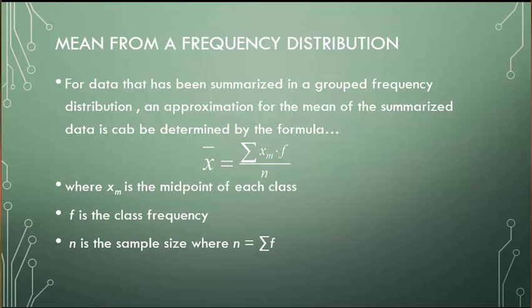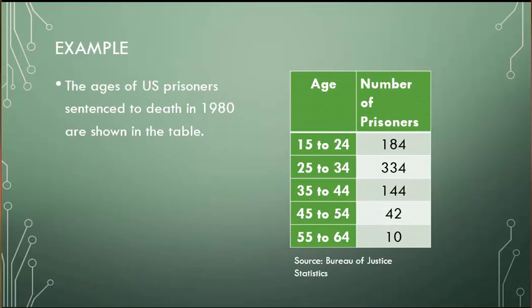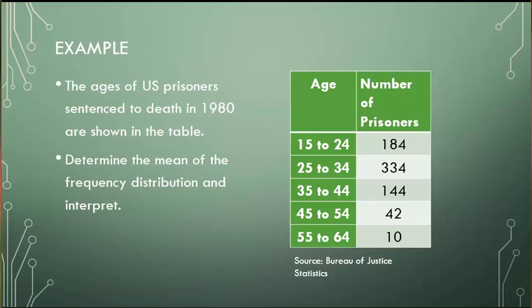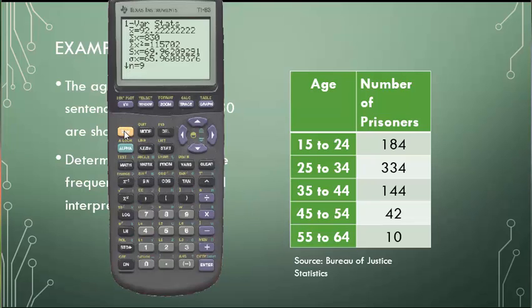So let's try an example and see if we can approximate the mean from a given grouped frequency distribution. Consider this data. The ages of U.S. prisoners sentenced to death in 1980 is shown in the table. Determine the mean of the frequency distribution and interpret the result. The first thing we want to do is determine the midpoint of each class. I'll do the first one here. Let me clear out the stuff we were doing before. I'll hit the second key and then the mode key to quit, and then we can hit clear.